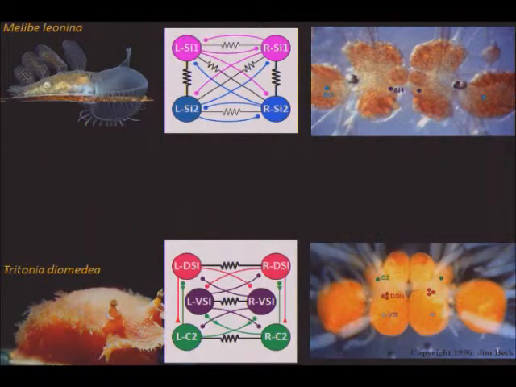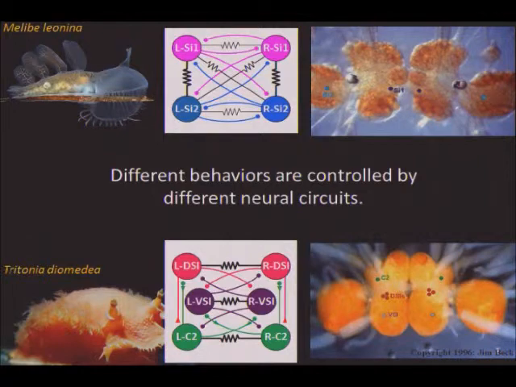They have only 10,000 neurons in their heads, and each of these circles represents the cell body of a neuron. You can see the cell bodies under a microscope. So swim interneuron 1 and swim interneuron 2 are located here, 1 and 2, whereas C2, DSI, and VSI are located here in Tritonia. These are physically different neurons. We can look at them and say that these are not the same neurons. They don't have the same morphology. They're located in different places. They're not homologous neurons. So these different behaviors are controlled by different neural circuits.